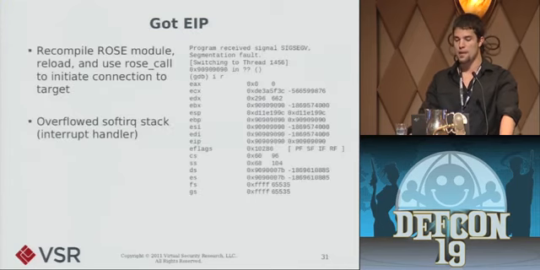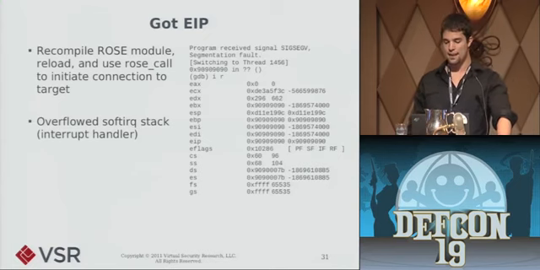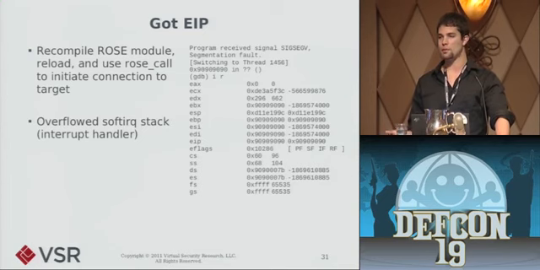And so you recompile your ROSE module, and then you make a connection to your vulnerable host, and it causes a stack overflow on the soft IRQ stack, which is an interrupt handler that's receiving this data. You can see in the debugger, on our host we've overwritten the saved return address on the stack, and then when that vulnerable function returned, it returned to all 0x90s, which is the value that we put there. So now we control the instruction pointer.